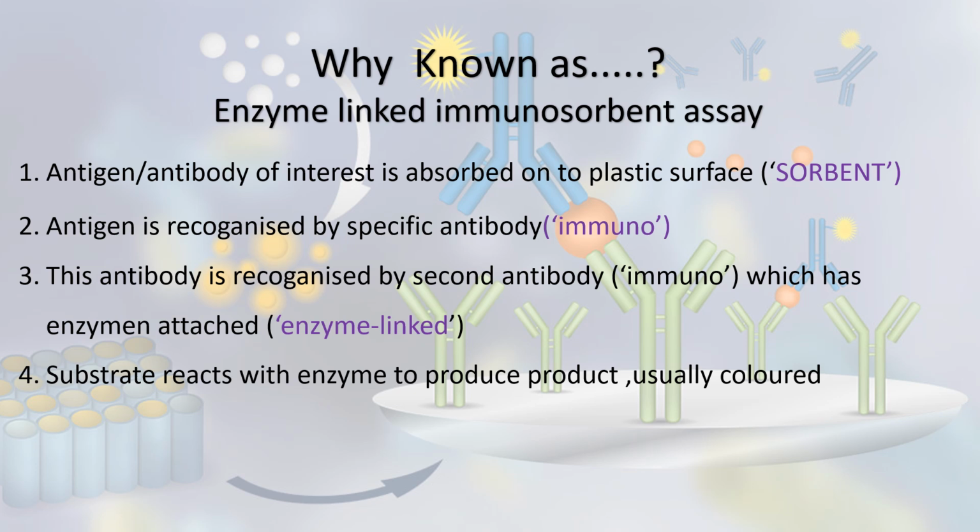So why is it known as the enzyme-linked immunosorbent assay? The antigen or antibody of interest is adsorbed on the plastic surface, so that is the sorbent. Now the antigen is recognized by a specific antibody, that is the immuno part. Now this antibody is recognized by a secondary antibody which has the enzyme attached to it, so it becomes enzyme-linked. The substrate reacts with the enzyme to produce a product, which is usually colored. That's why it is known as the enzyme-linked immunosorbent assay.